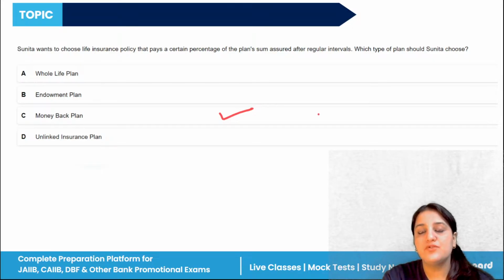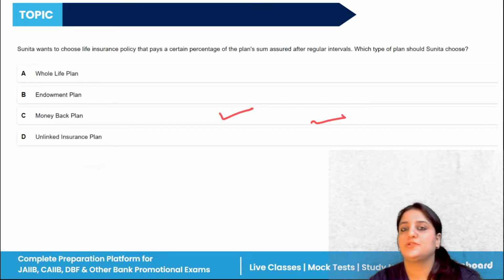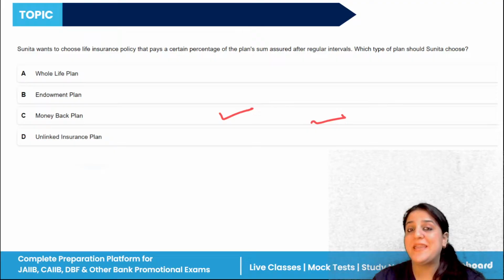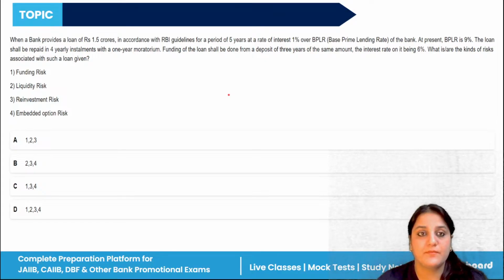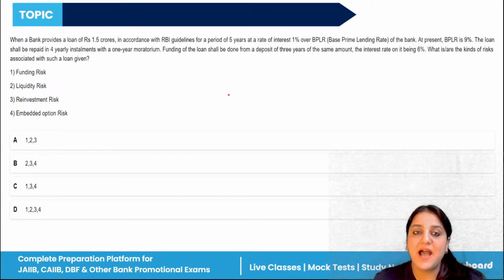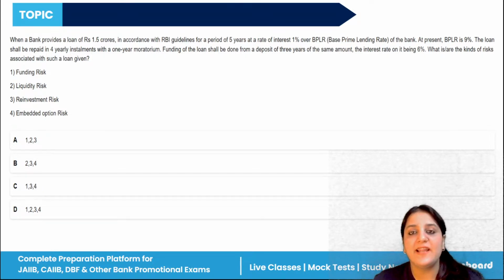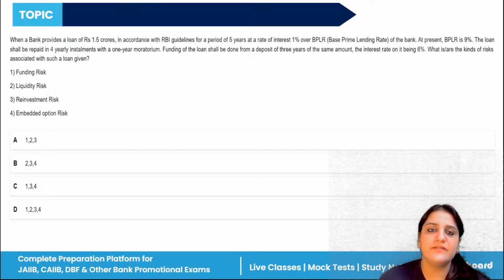So Rita has to choose this policy, which pays a certain percentage of the sum assured after some regular intervals. Suppose a bank provides a loan of rupees 1.5 crore according to the RBI guideline for a period of 5 years at a rate of interest 1% over the base prime lending rate. At present VPLR is 9%.